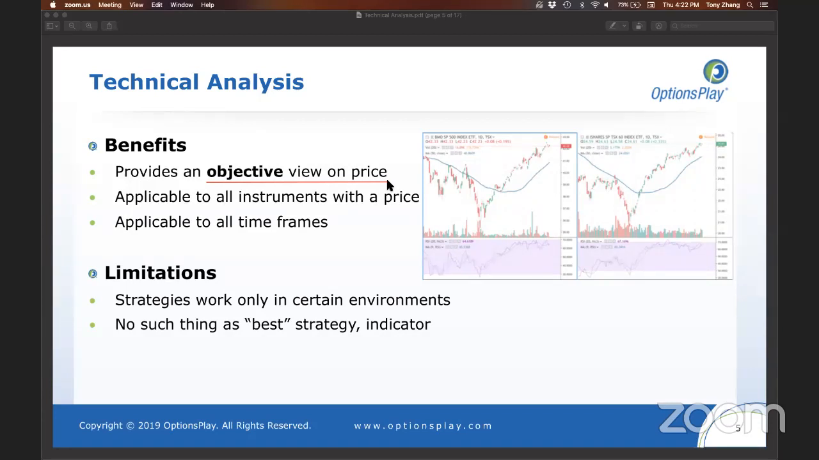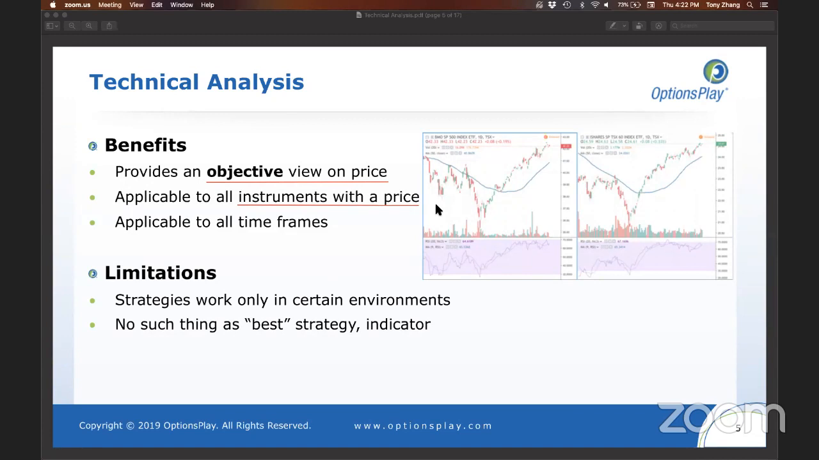But the second most important thing about technical analysis is that it's applicable to all instruments with a price, meaning I can use this to analyze any asset class. So what I learned in my technical trading in currencies, I can directly apply it to trading stocks or ETFs or any other asset class.